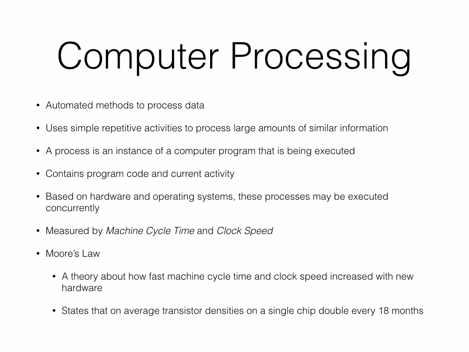And there's a very important theory about how that increases, which is called Moore's Law. Basically, it's a theory about how fast machine cycle time and clock speed increase with new hardware. It's a little bit more theoretical, but it manifests itself in this way: it states that on average, transistor densities on a single chip double about every 18 months.